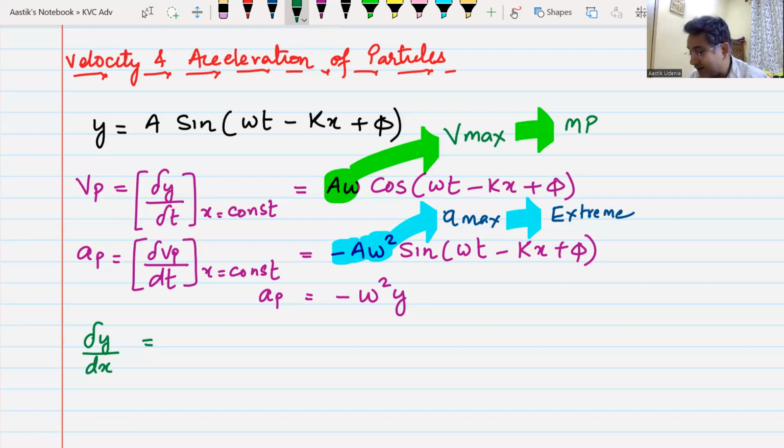And if you did not get this, that means you cannot do the derivative and you have not understood how to do partial derivative. What is the partial derivative of y with respect to x? t is constant. Let me write that also. So that is basically giving us the shape of a wave at any time.